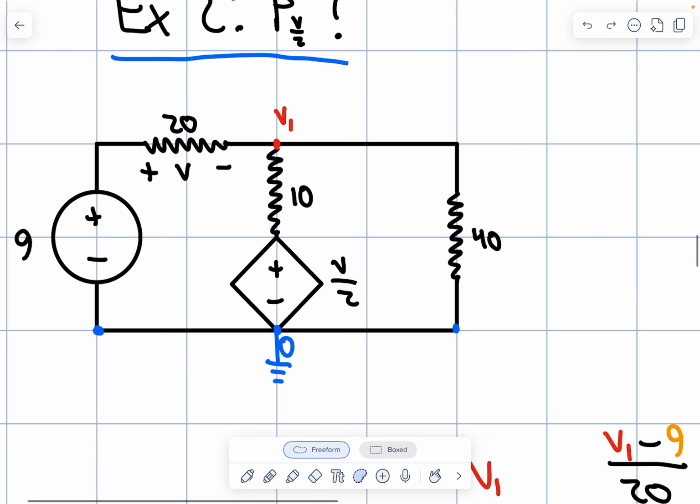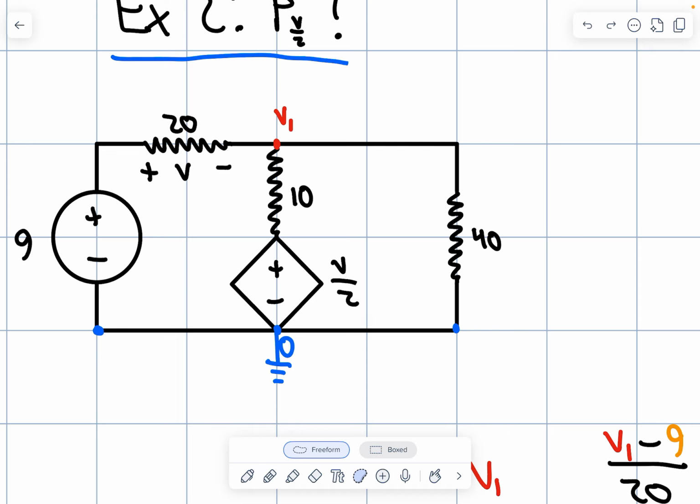And immediately what I noticed again is one common node between these 3 points. So I just grounded that. You could also, by the way, ground right here. There's nothing wrong with that.